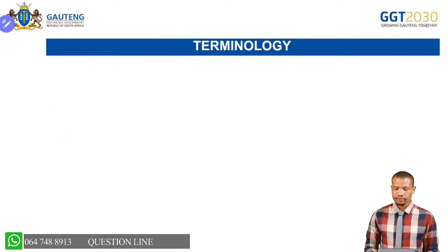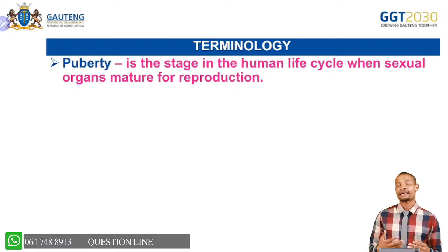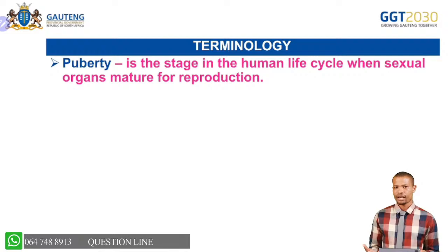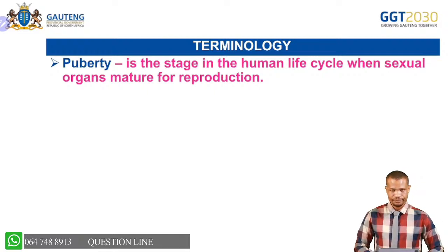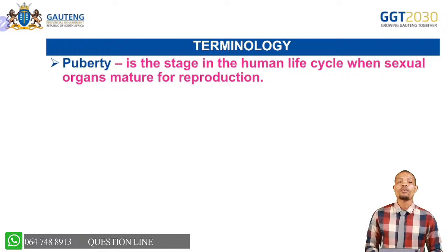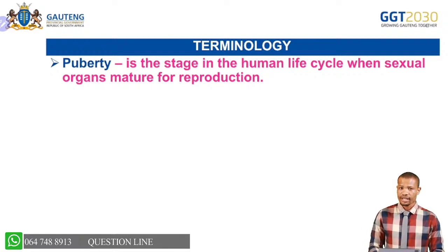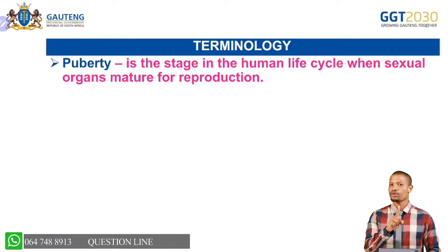Let's continue. Now let's define a couple of terms that we are going to encounter in the lesson so that by the time we see them, we don't need to page towards the back of a textbook to get definitions. Let's quickly just define them. The first term we're going to define is puberty. What is puberty? Puberty is the stage in the human life cycle where sexual organs mature for reproduction. So it's a stage when your sexual organs will mature and get ready for reproduction. But that doesn't mean that you should go around making babies. Babies are expensive, okay?